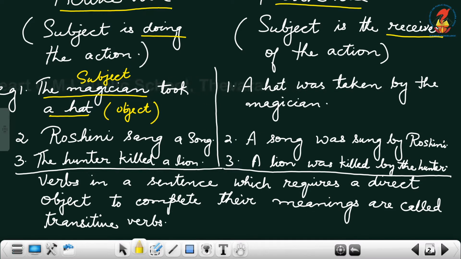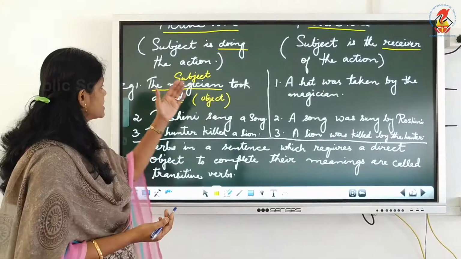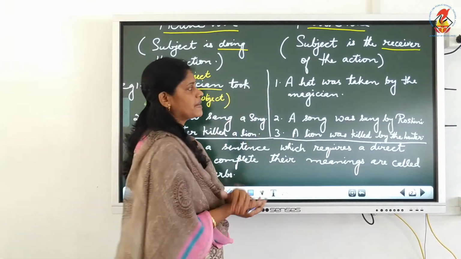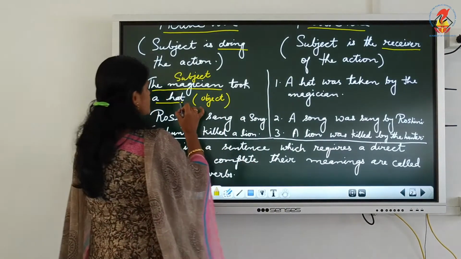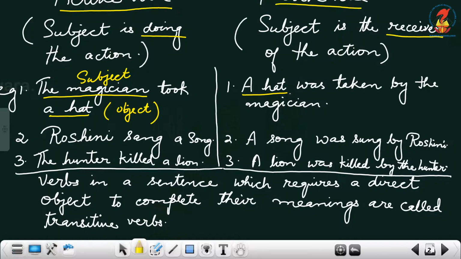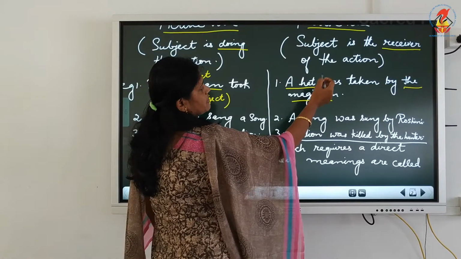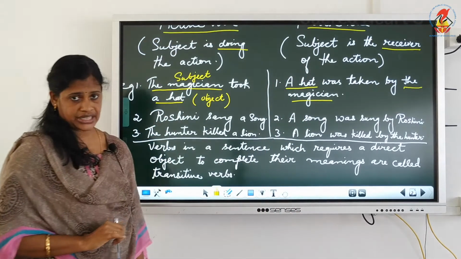What happens in the passive voice? This is the active voice. What happens in the passive voice? We make this object come in the beginning. A hat was taken by the magician. So here whatever was the subject has come here. So magician becomes a receiver of the action.